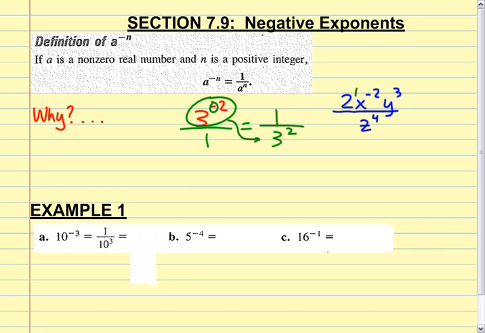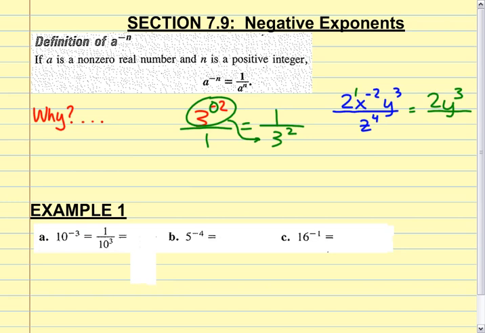Let me ask you this, Dylan. Looking at all these different things in this fraction, how many of them are in the wrong place? So x to the negative 2. It's the only one that's in the wrong place. So I'm going to leave 2 up here because it's in the right place. It has a positive exponent. I'm going to leave y cubed up here because it has a positive exponent.